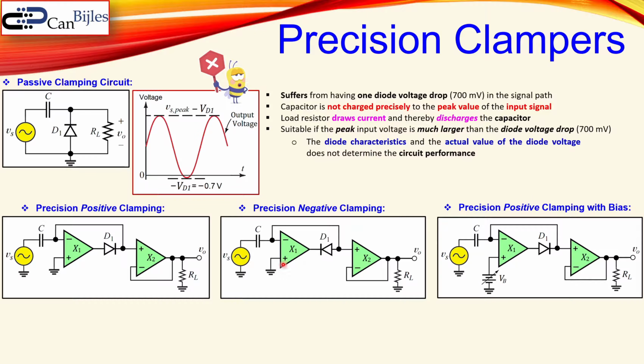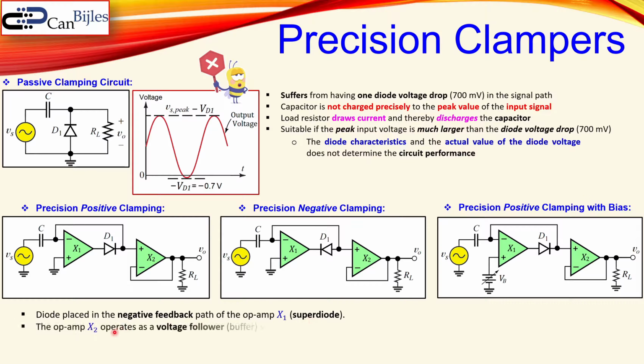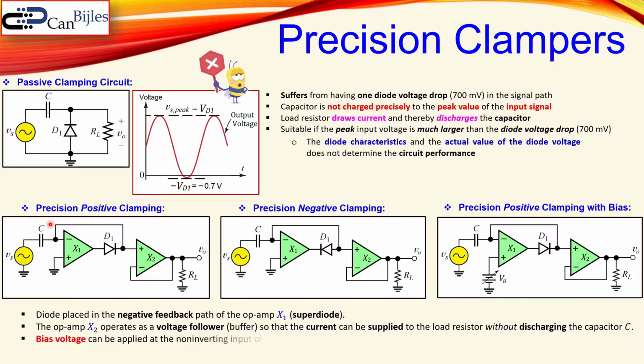This is also possible to place this bias voltage VB here, and then you can also create an absolute maximum value also there. So the diode is placed in a negative feedback path as before discussed. So this is the X1. So we have a superdiode, it's called, and we have now the op-amp X2 operating as a voltage buffer or voltage follower, so that the current can be supplied to the load resistor without discharging the capacitor C. And the bias voltage VB can be applied at the non-inverting input of X1, can be also done here in this circuit, to set a minimum or maximum clamping voltage at the output.